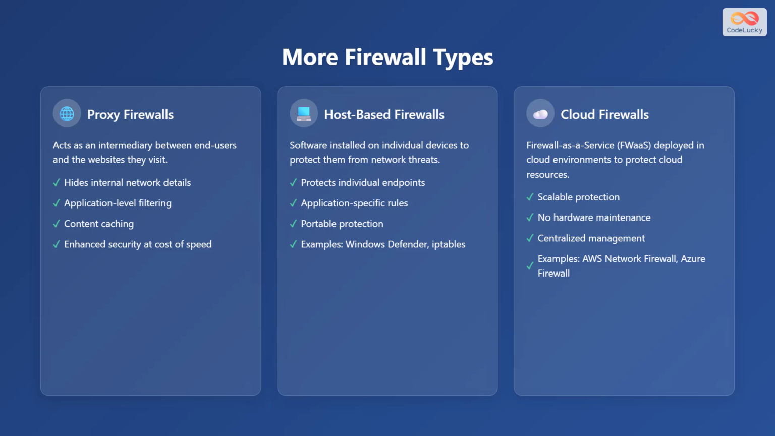Finally, we have cloud firewalls, also known as Firewall as a Service. These are deployed in cloud environments to protect cloud resources. They offer scalable protection, eliminate the need for hardware maintenance, and provide centralized management. Examples include Amazon Web Services Network Firewall and Azure Firewall.